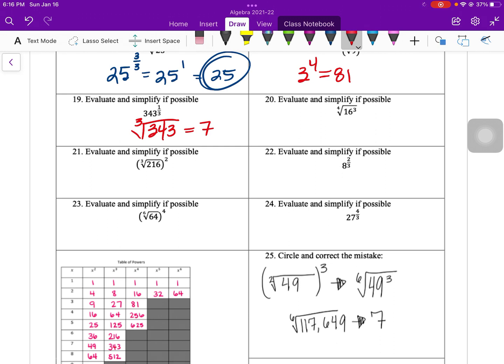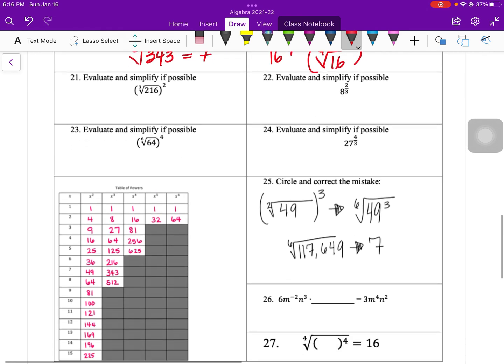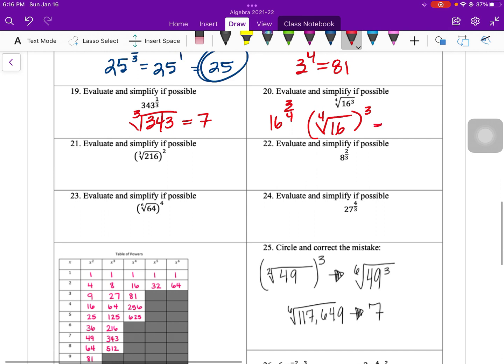Let's take a look at number 20. So this one in exponential form would be power over root, which again, it doesn't look like this is going to help me. So I might want to go back and think about evaluating that one a different way. So I'm going to start by doing the 4th root of 16 and see if that helps, and then cube it. So again, think order of operations. So if I go down to my table, the 4th root of 16 is 2. And then 2 cubed gives me 8.